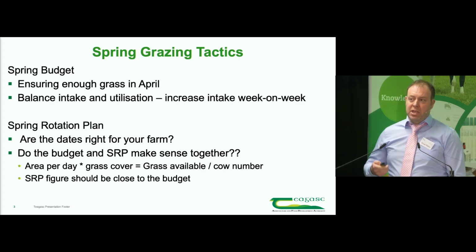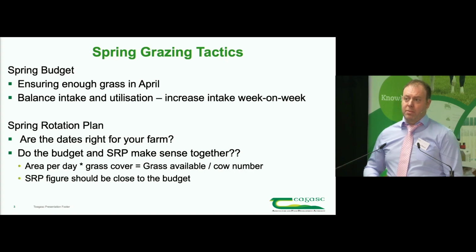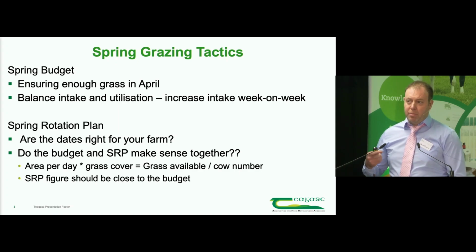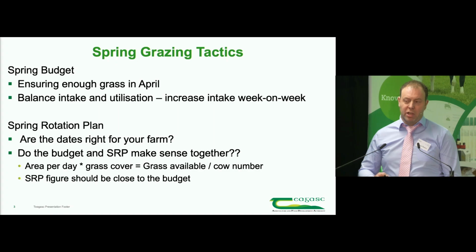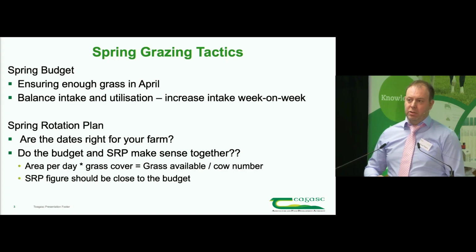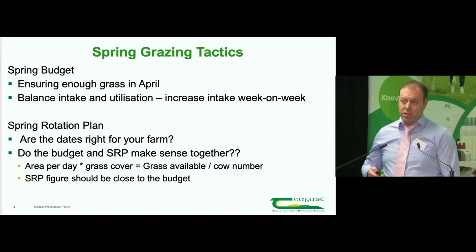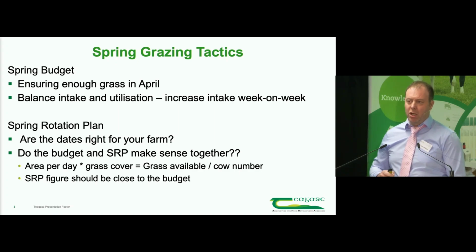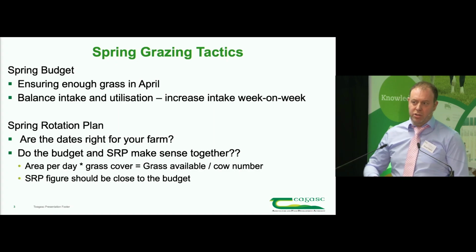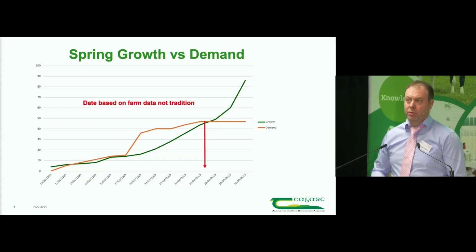The key thing with it is to know that your dates are right for your farm. And if you're measuring, you can put a pretty good stab on it. If you're not measuring, all you're really doing is guessing. And the last point there is that it's important to know that the two things work together. So it's something that I'd always do when you're doing up rotation plans and budgets. Towards the end of the period, the first rotation, I'd look back and say, right, based on the area that I'm allocating, the grass that I think is going to be there, is there going to be enough? Does it make sense together? If it doesn't, you're going to have to adjust one or the other.